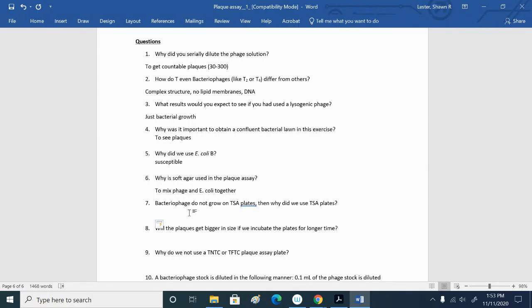So why do we need to use TSA plates or agar plates for this experiment? We're trying to grow the virus, but why do we use the agar plates? So the bacteria can grow, so the virus can get into the bacteria. Yep, to grow our host cells, to grow the E. coli. They need to grow on agar, and we need the E. coli to grow the virus.